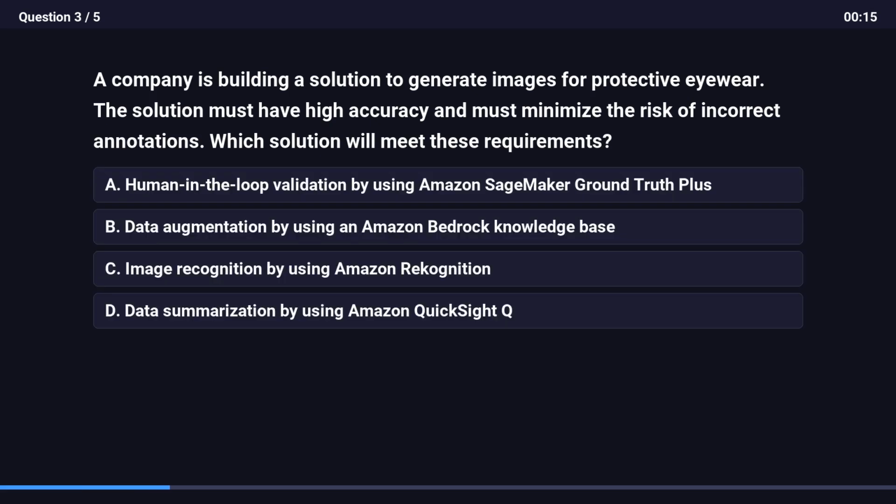A. Human-in-the-loop validation by using Amazon SageMaker Ground Truth Plus. B. Data augmentation by using an Amazon Bedrock knowledge base. C. Image recognition by using Amazon Rekognition. D. Data summarization by using Amazon QuickSight Q.